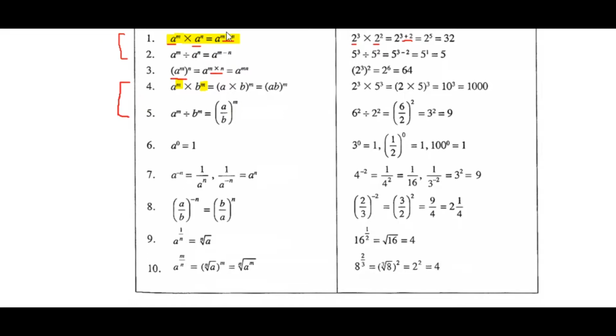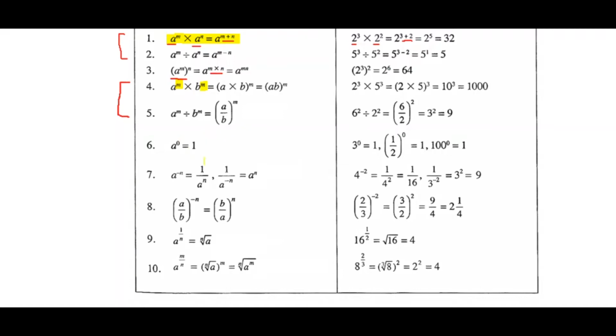So rule 6 is quite straightforward. Anything to the power of 0 is equal to 1. So a can be any number. For example, a can be 3, a can be half, a can be 100. It doesn't matter what the number is, as long as the power is 0, this whole term will be equal to 1. Anything that is to the power of 0 will give you the answer of 1.